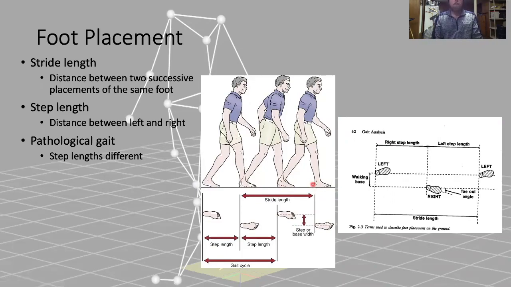When you have someone who has pathological or abnormal gait, some type of condition that's affecting their gait and causing compensations, you're going to see different step lengths, especially considering which side of the body you're looking at. Most folks who have a normal, non-compensated or non-pathological gait are going to have fairly consistent step lengths. If you have pathological gait, you're going to start seeing variations in step length.